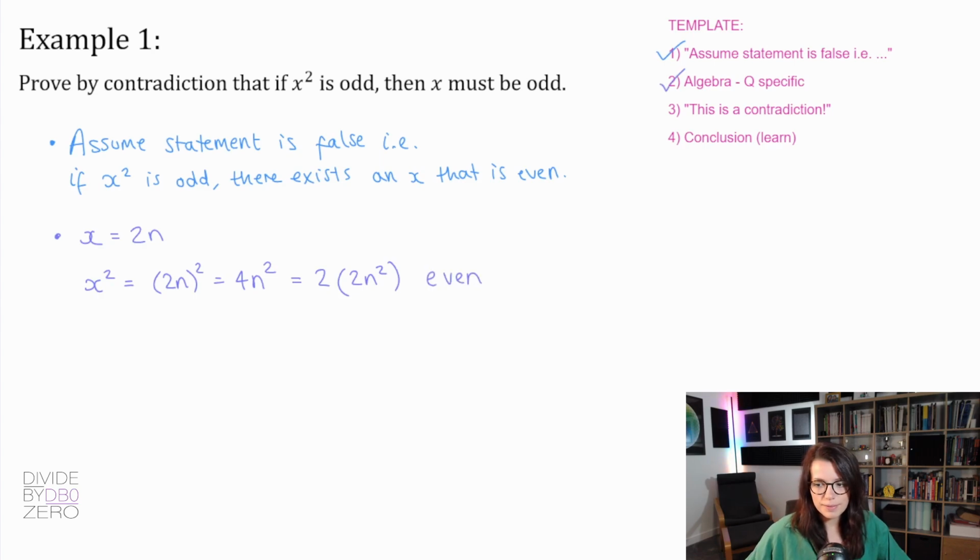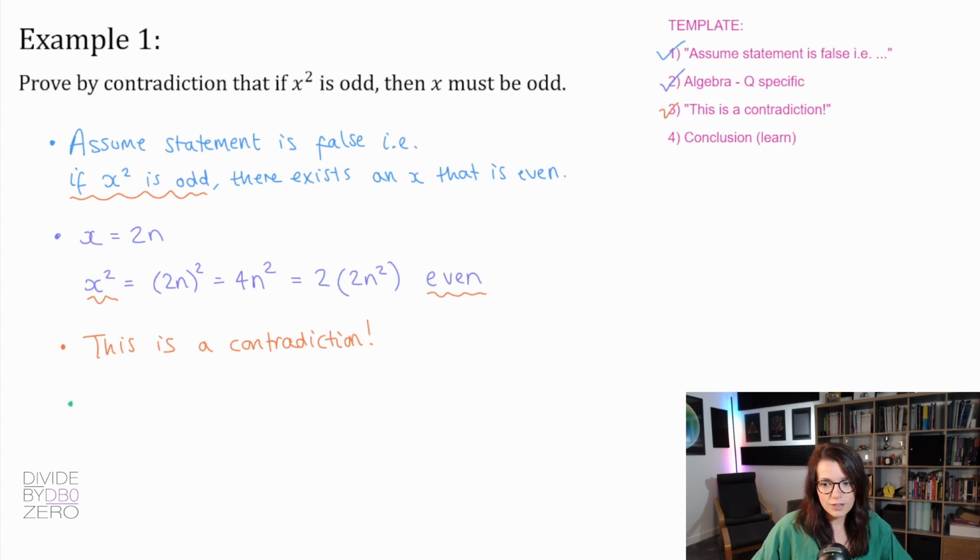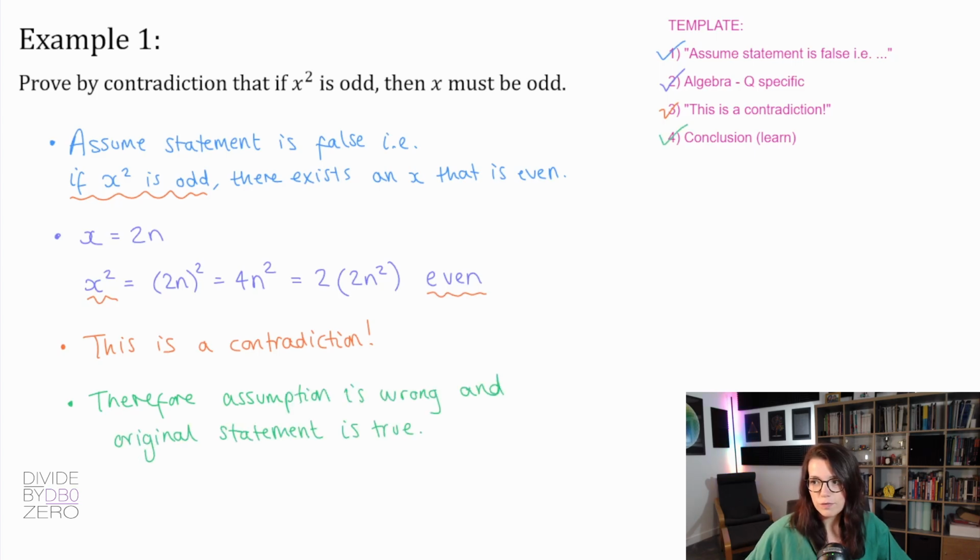That's step 2 complete, because step 3 is where you get to say this is a contradiction. It's a contradiction because in our assumption we said if x squared is odd. However, when we investigated using the algebra, we found out that x squared is in fact even. Step 3 is literally just writing this is a contradiction. And then finally, step 4 is our conclusion, which you can learn and then use across other proof by contradiction questions. The conclusion I prefer is something like, therefore, assumption is wrong and original statement is true. And that's it, 4 steps.